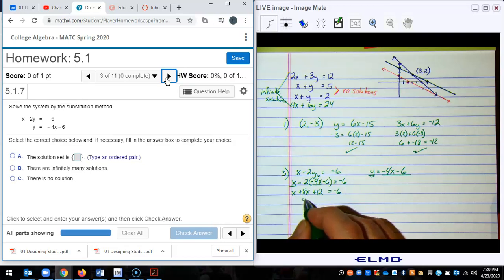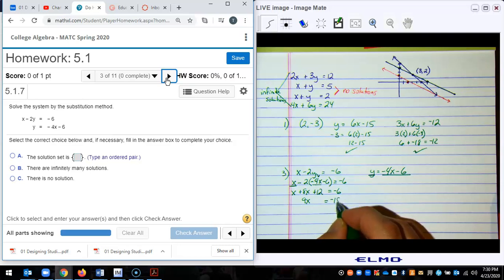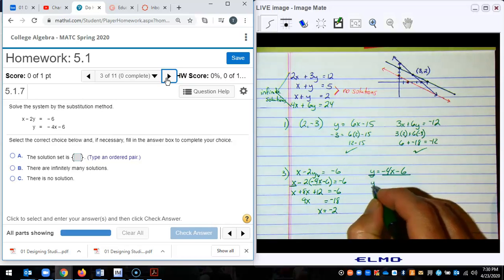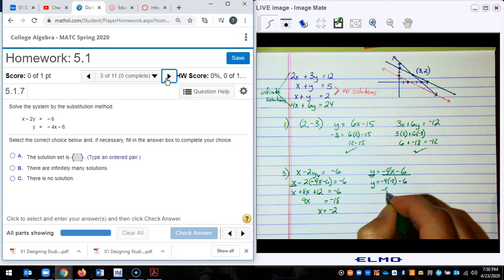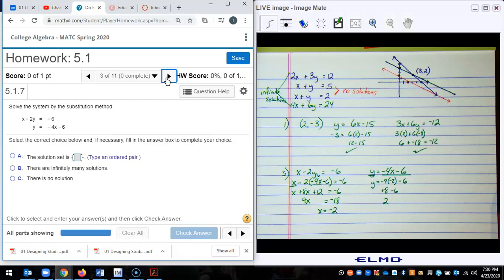x and 8x give me a 9x. I'm going to subtract that 12 to the other side to give me a negative 18. We're going to divide by 9 across to get x is equal to negative 2. And now that we know x is negative 2, we can come up here. y equals negative 4 times negative 2 minus 6. That'll be a positive 8 minus 6, which is going to give me a 2. So I know that the ordered pair for this solution is going to be (-2, 2). Okay, so that's the substitution process.